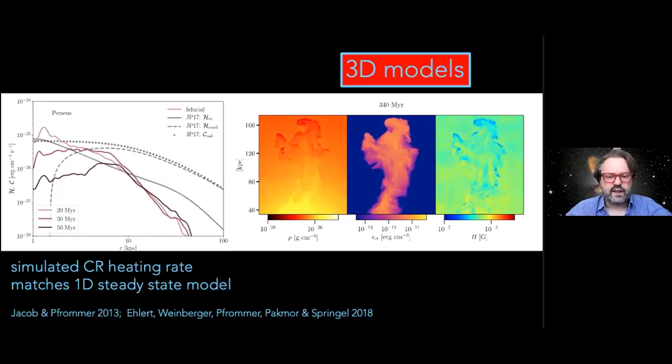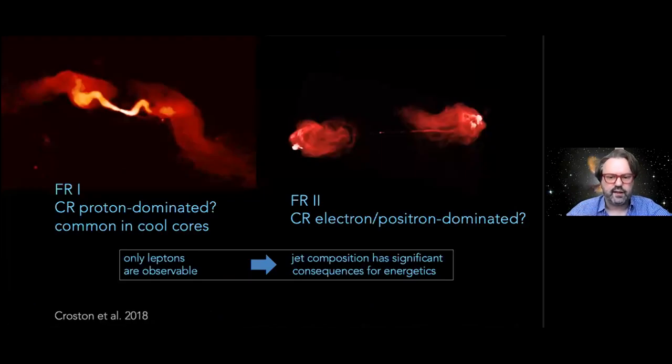Now, as I said a moment ago, not only do we have this streaming instability heating, we also have heating associated with collisions. And so this is to say that the amount of heating that you will get depends really on what these lobes are made of. And so this is an interesting result from Croston and others that shows that FR1s that are very common in cool cores can be proton dominated as opposed to FR2 sources that can be lepton dominated or electron-positron dominated. So you can start wondering what sort of consequences this will have on the results.